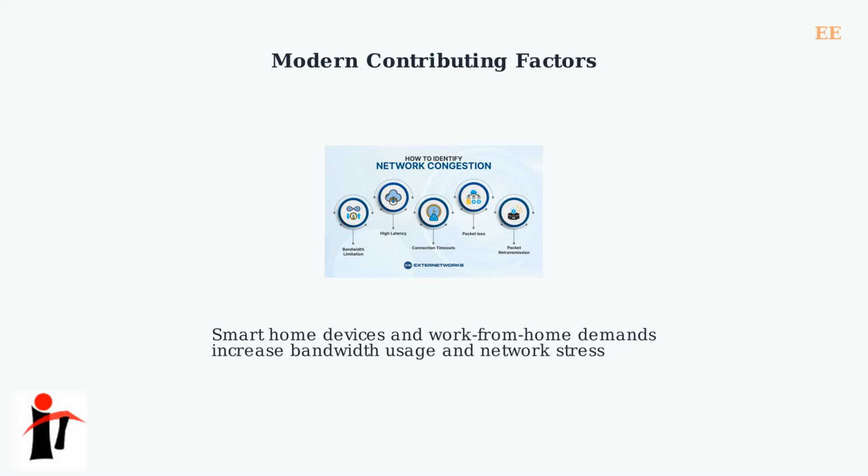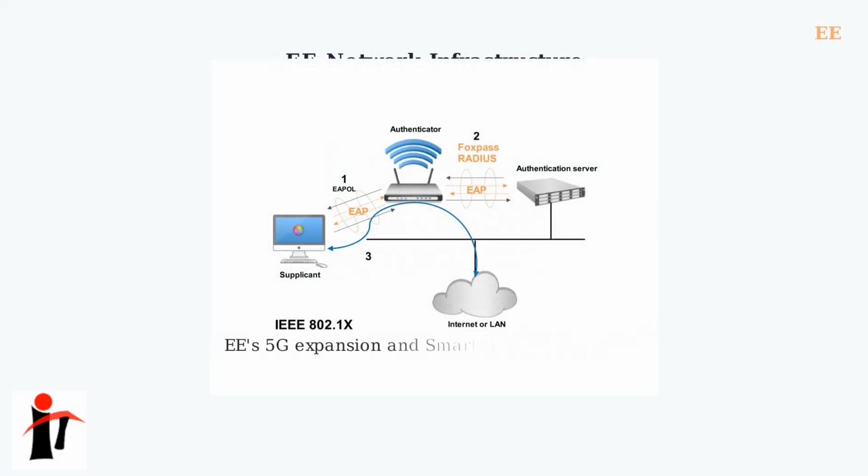beyond traditional usage patterns. EE's ongoing network modernization, including 5G expansion, and the rollout of new router models, like the Smart Hub Pro 6E, can trigger orange light incidents during configuration updates and infrastructure changes.